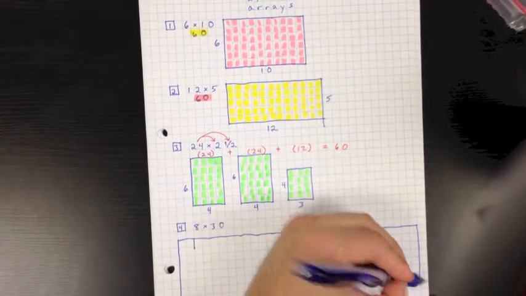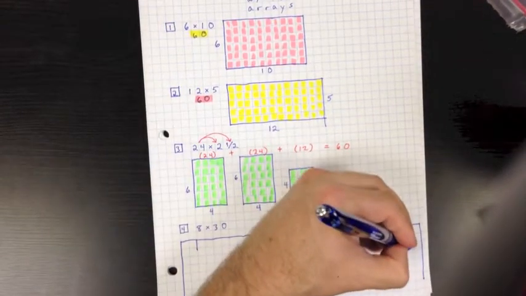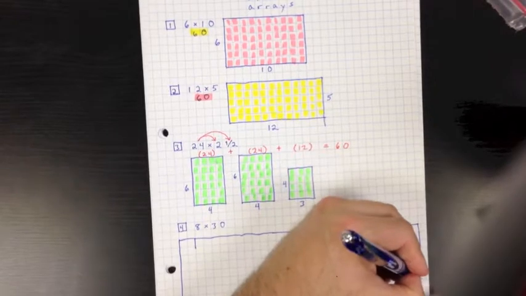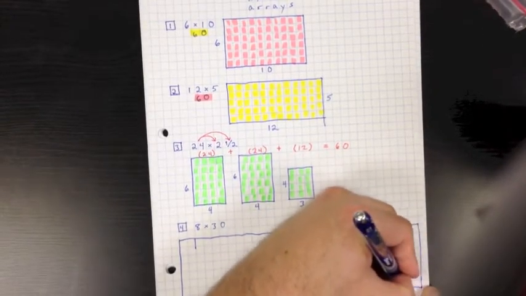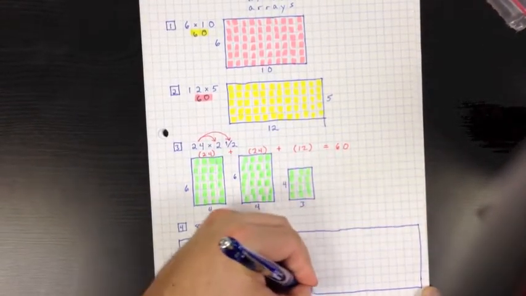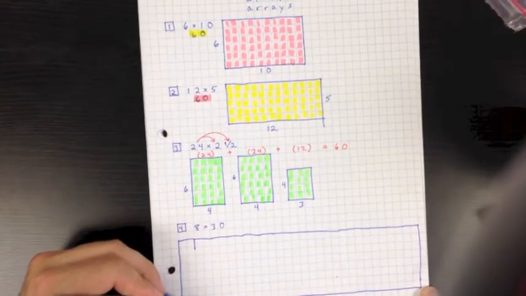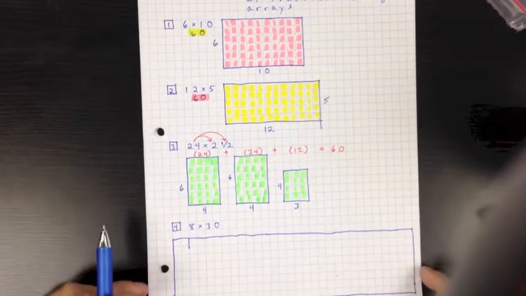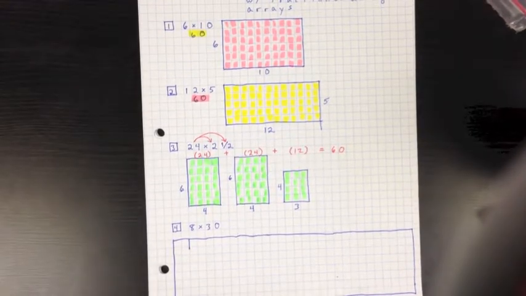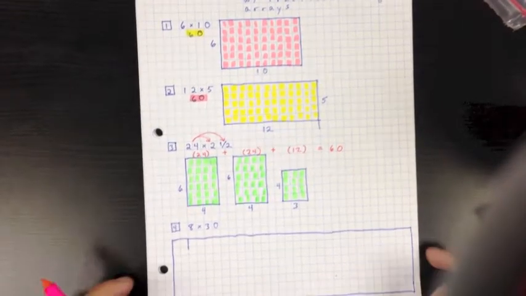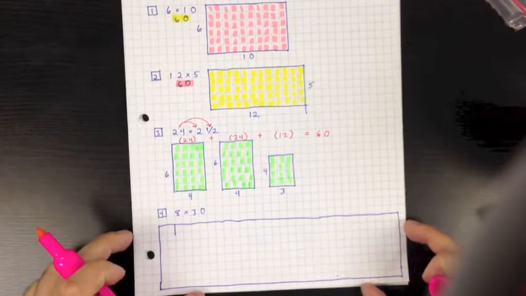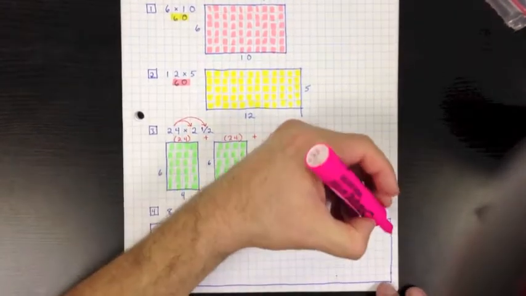We have 4 times 15. 1, 2, 3, 4, 5, 6, 7, 8. All right. That's an 8 by 30 right there. It barely fits. So let's get this all set.